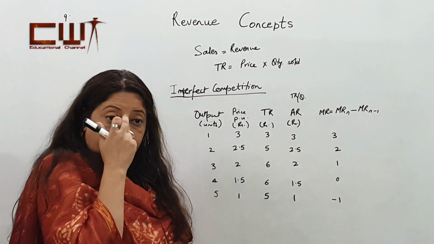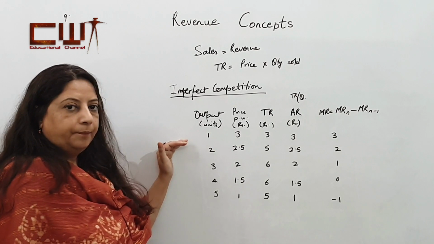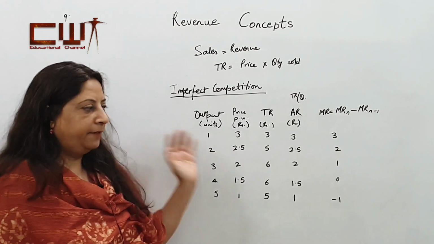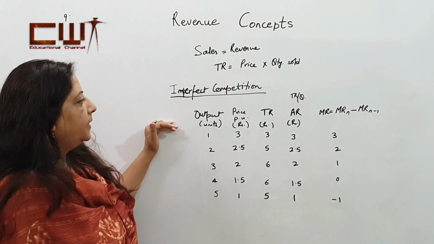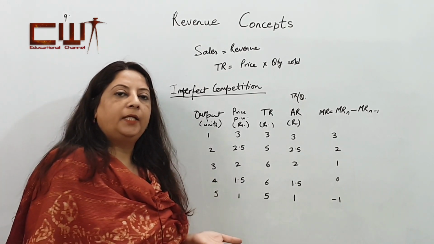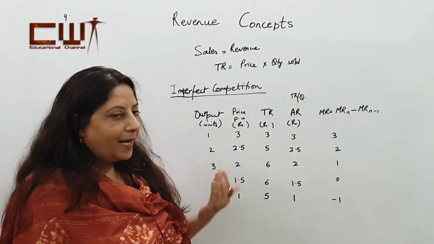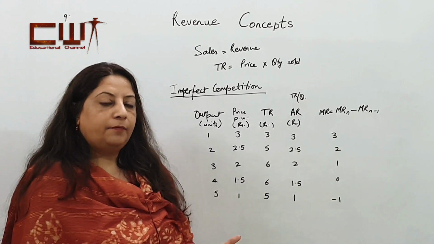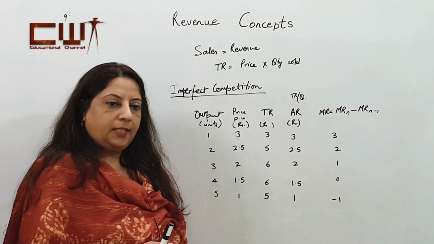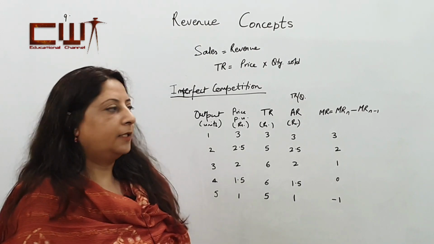Hello students, let us now see the table and the graph for imperfect competition for the revenues. Now in this case it is imperfect competition. Imperfect competition can be in case of monopoly or monopolistic competition. The slant of the curve in the cases will be a little different. In case of monopoly, it will be a less elastic curve. In case of monopolistic competition, it will be a more elastic curve.